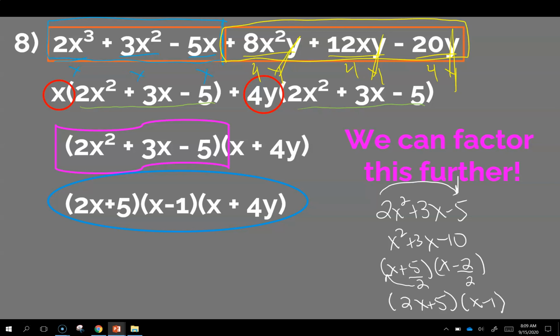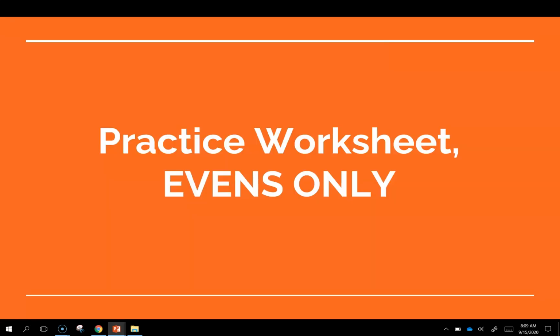All right. Okay, so you have a worksheet with difference of squares and grouping. Do only the evens, okay? Do only the evens on the entire thing. So difference of squares, only evens. Factor by grouping, only evens.